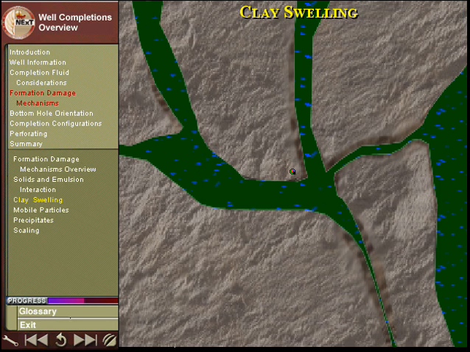To minimize potential damage when swelling clays are present, use completion fluid with potassium chloride, or KCl. The typical concentration is in the range of 2%.